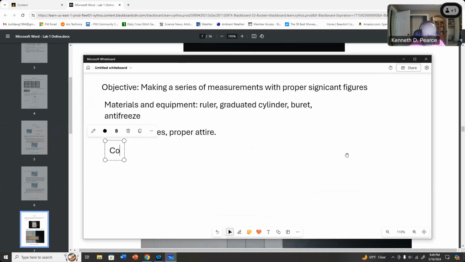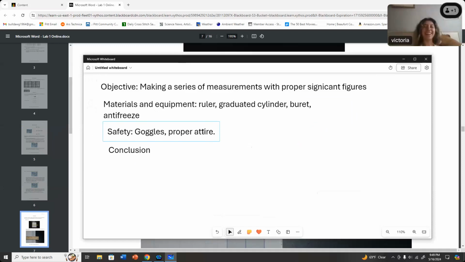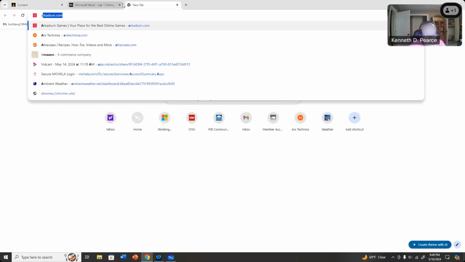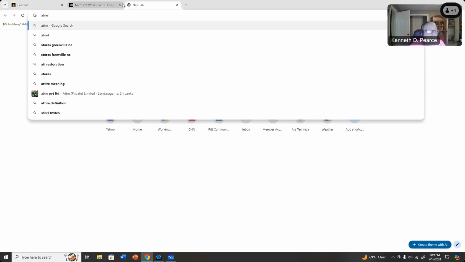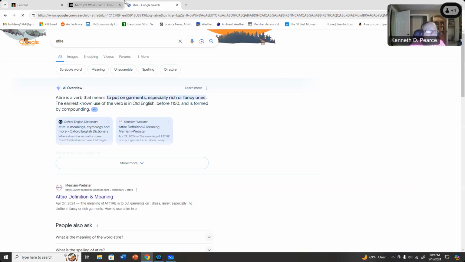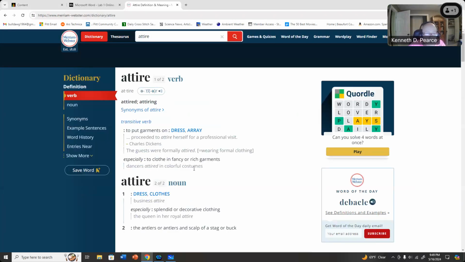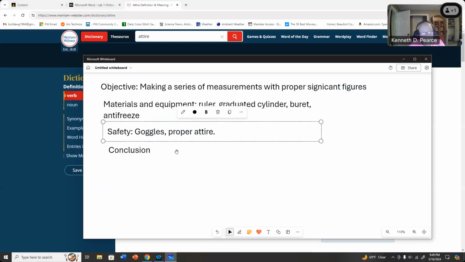Okay, and then we have materials, safety, and then the conclusion. Oh, I'm sorry. Actually, it is 1 T. It is 1 T. Okay, thank you. All right. I don't know about that. It doesn't look right. I know it doesn't look right. English is that way. Or maybe, hmm. I think attire means to put them on. 2 T's, I'm pretty sure, is attire, okay, dress, clothes. It is 2 T's. Okay, well, that's all right. This happens in the classroom too.